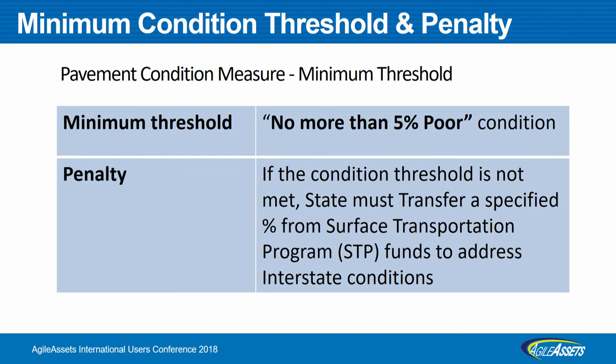And this is the minimum threshold which MAP 21 has put forward, that no more than 5% of your NHS pavement network can be in the poor state. So that's the minimum goal they have specified. That does not mean that that's the only thing you have to manage, but that's a bare minimum which every state has to now take into account.